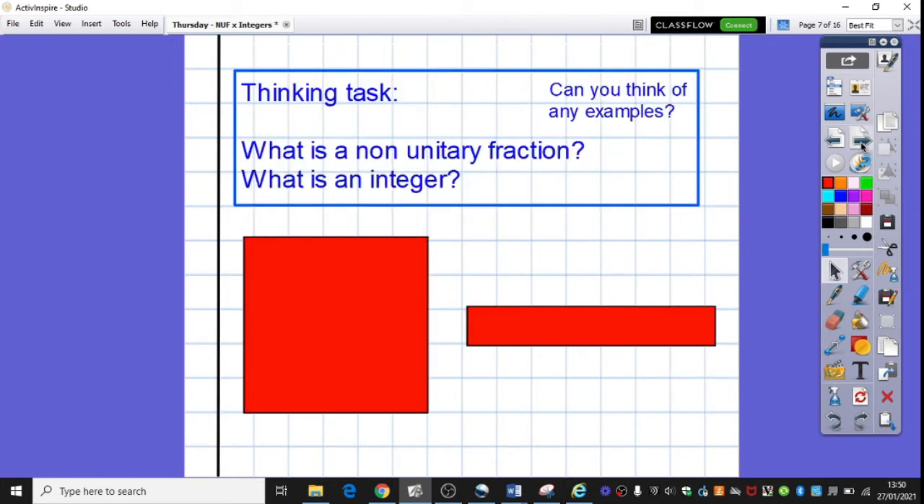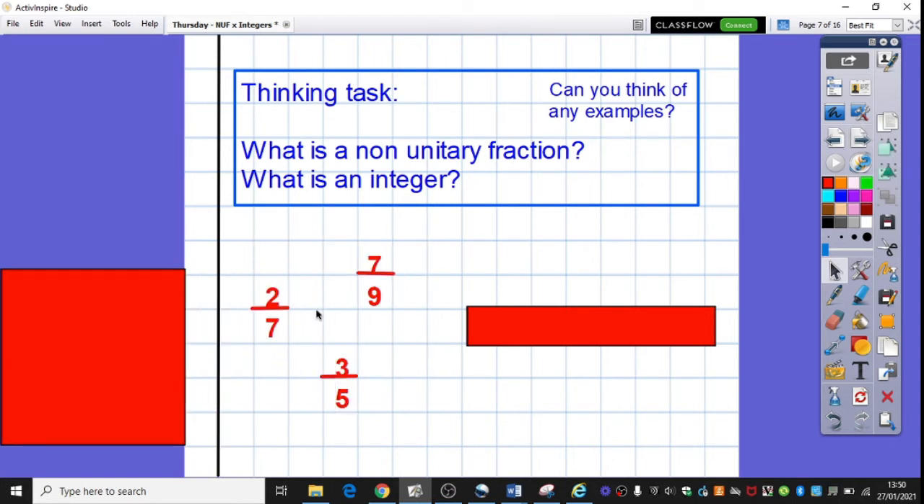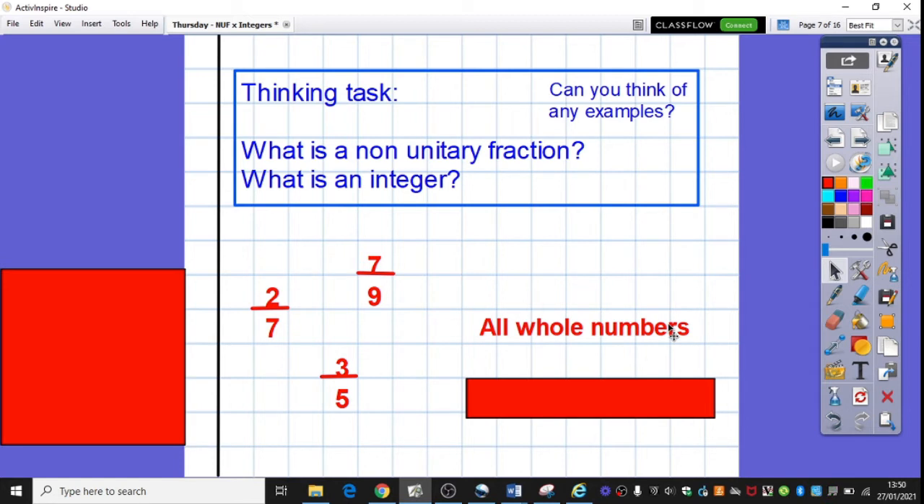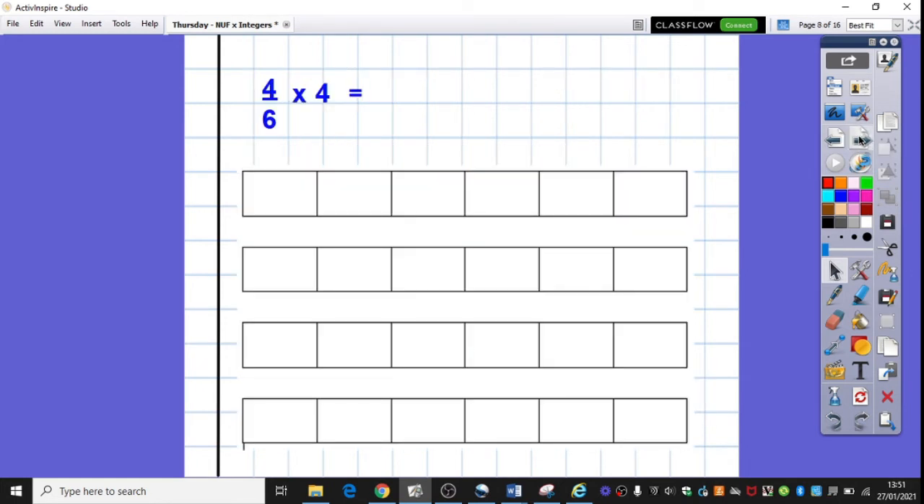So looking at today then, if we go back to our learning objective, we're looking at non-unitary fractions today. So let's see what we mean by a non-unitary fraction. Well, basically what we mean is a fraction, but this time where the numerator is not 1, it's any number other than 1. So we've got here 2/7, 7/9, 3/5, and I'm sure you can think of some other examples as well. And a reminder again that an integer is all whole numbers, positive or negative. We again will be focusing on the positive numbers.